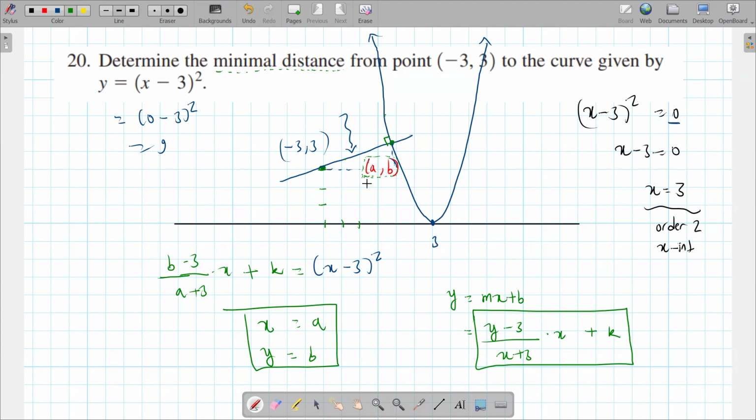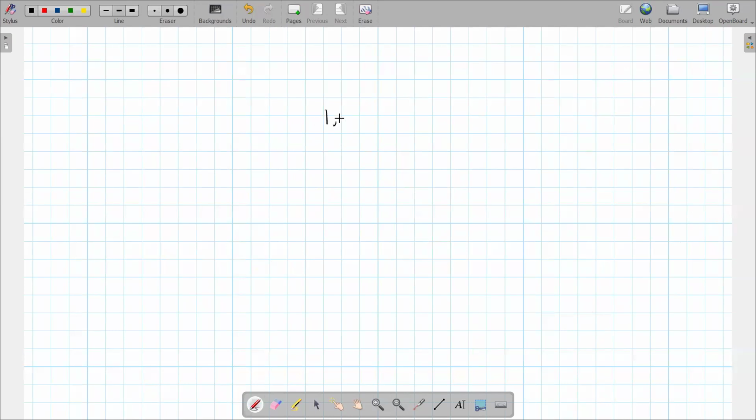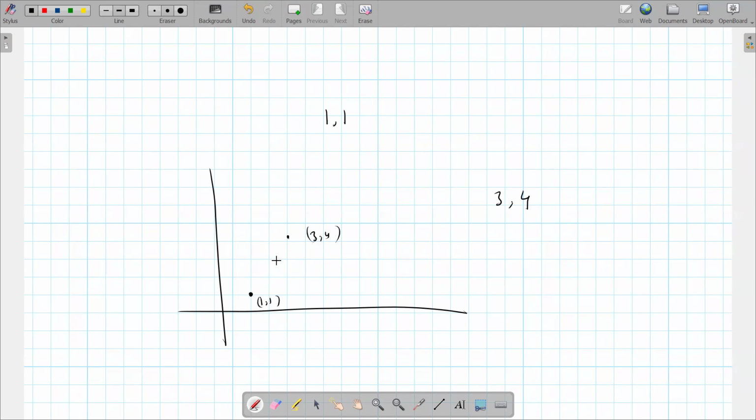Forget about this question. Once you know how to find the distance between those 2 points, you can just put it in the formula here. Let's say you have point 1, 1 and let's say you have point 3, 4. We can even sketch it, because you need to know how to do this to answer that question. What is the distance between these 2 points is the question. How do we find it?